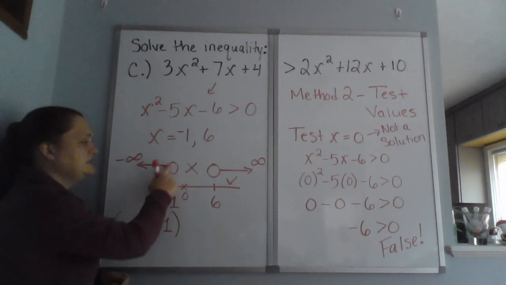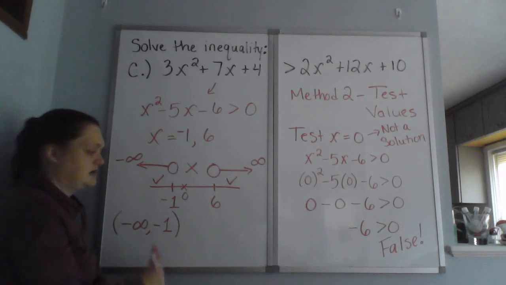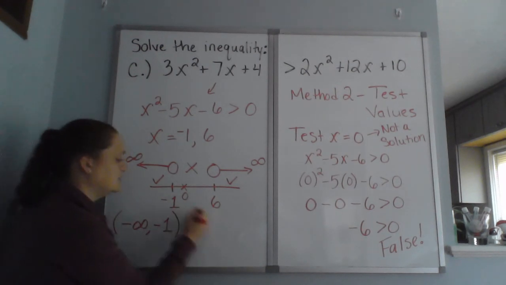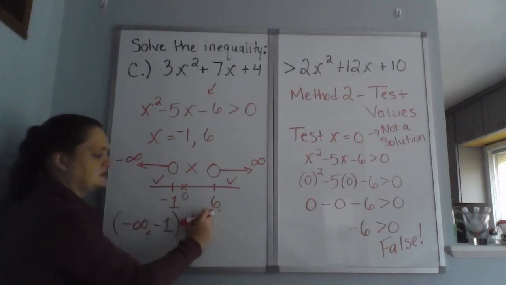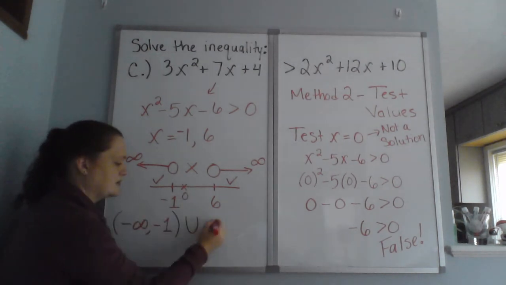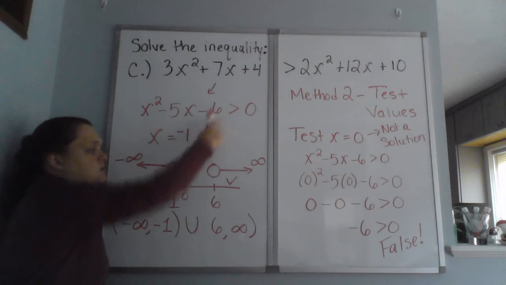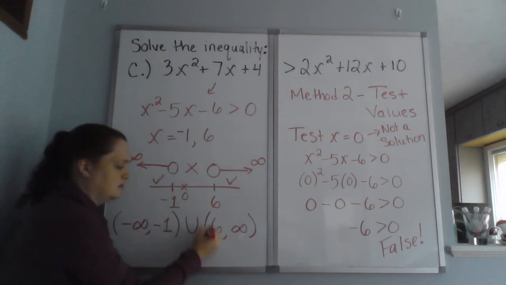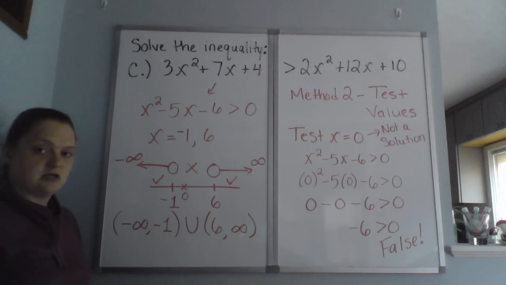If this was filled in because of an equal to here, that would have been one of those square brackets instead. I have my union symbol to symbolize that I have two separate intervals. The next interval starts at 6 and goes to the right forever. So I start at 6 and go to infinity. I can never equal infinity. Again, no equal to, open circle, parenthesis, not a bracket. So there's my interval notation answer.